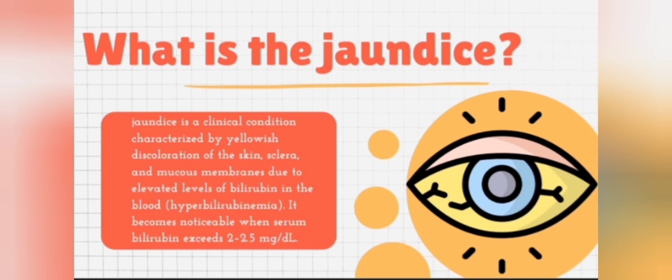So it is a clinical condition characterized by yellowish discoloration of sclera, skin and mucous membrane due to elevated levels of bilirubin in blood, and it becomes noticeable when serum bilirubin level is above 2 or 2.5 mg per dl.